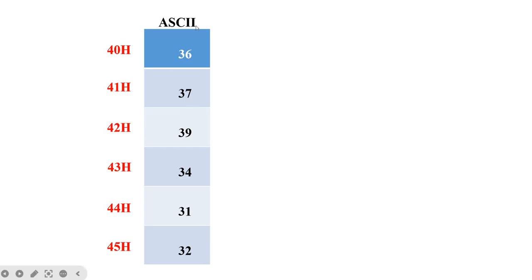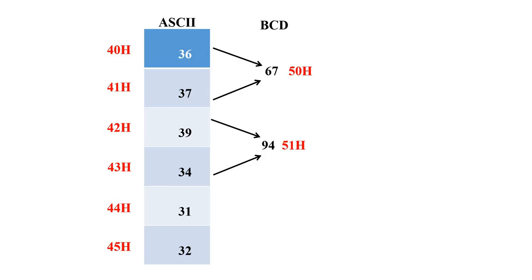So for 36 and 37, we will get the BCD number 67, which should be stored in the 50H memory location. For 39 and 34, we will get 94, which will be stored in 51H. And for 31 and 32, we will get 12, which will be stored in 52H.